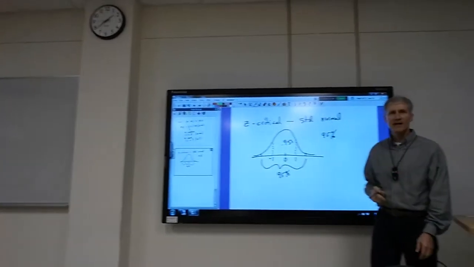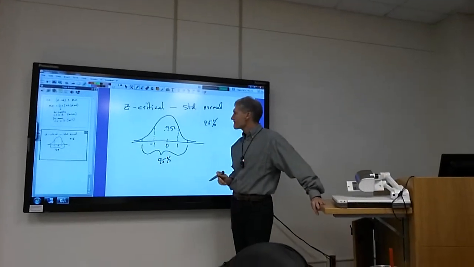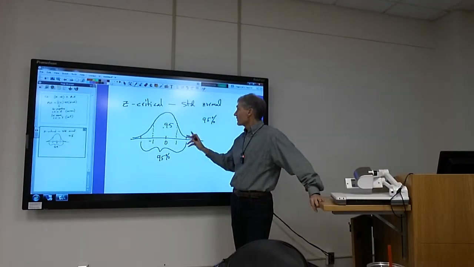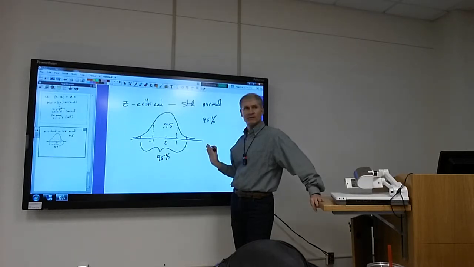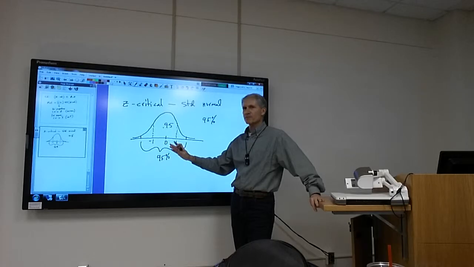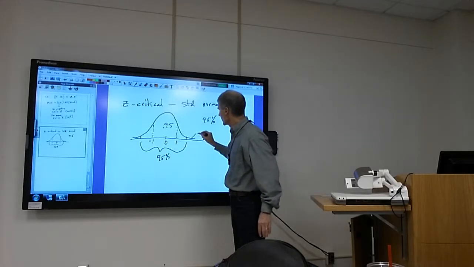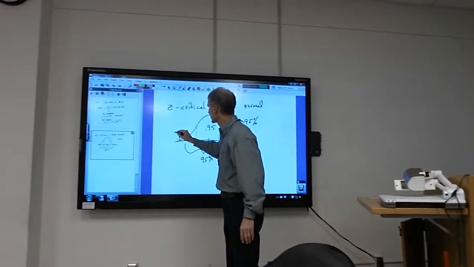You want 0.95 in the middle, right? So to figure out how to use the inverse norm function to get the critical value, you think, okay, I got 95% in the middle. How much is not in the middle? 5%. And by symmetry, half of that 5% is up here. Half of it is down here.